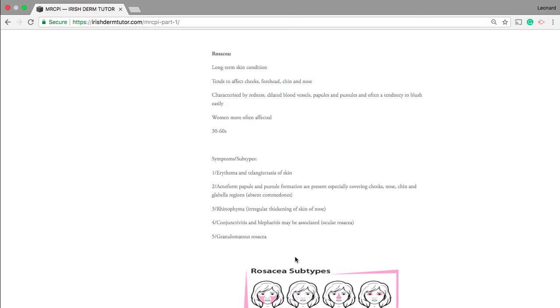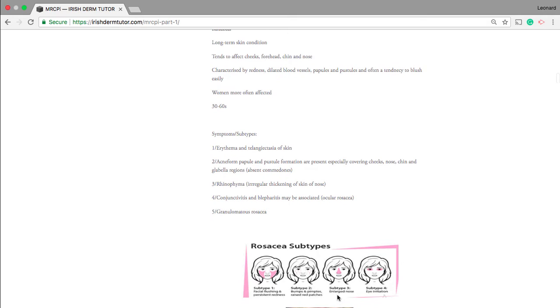One very important thing about this type of rosacea compared to acne is that there are no comedones. Another subtype then is rhinophyma, and basically this means irregular thickening of the skin, which often affects the nose, and this is due to enlarged sebaceous glands in the area. We'll look at some of the images of these cases in a minute.